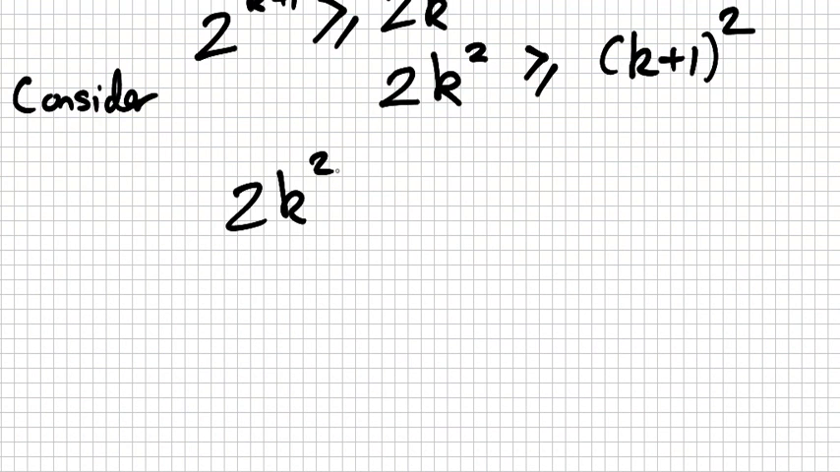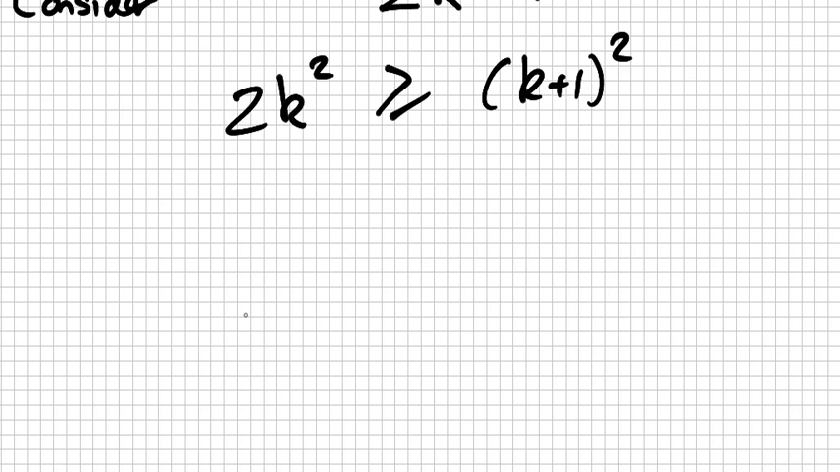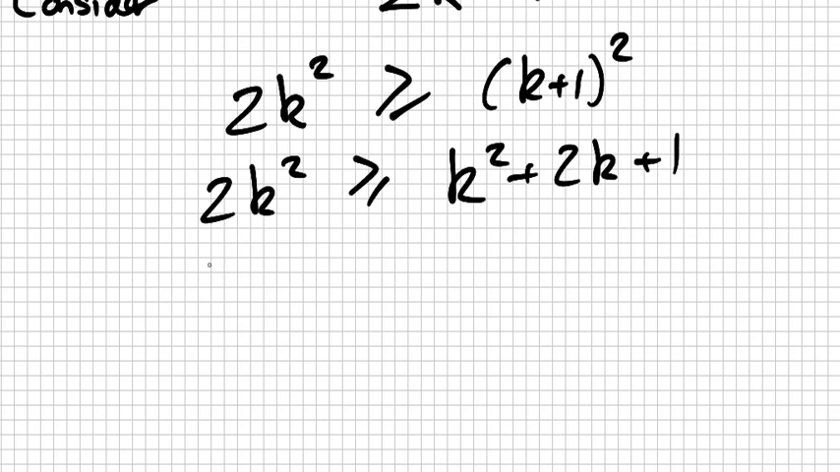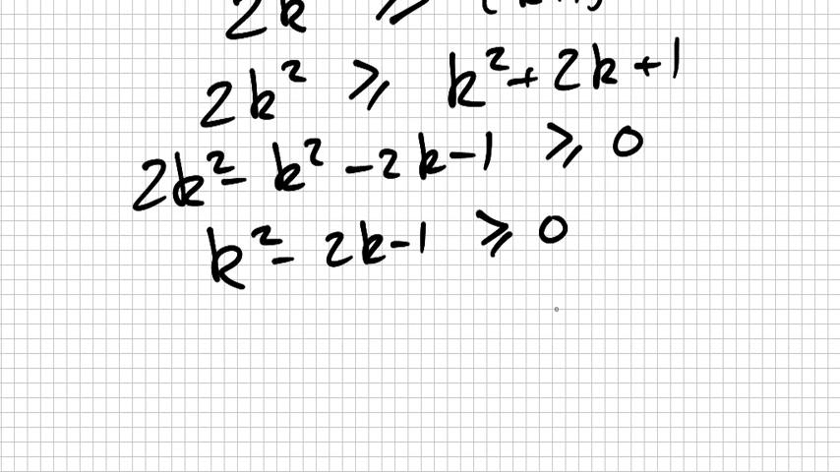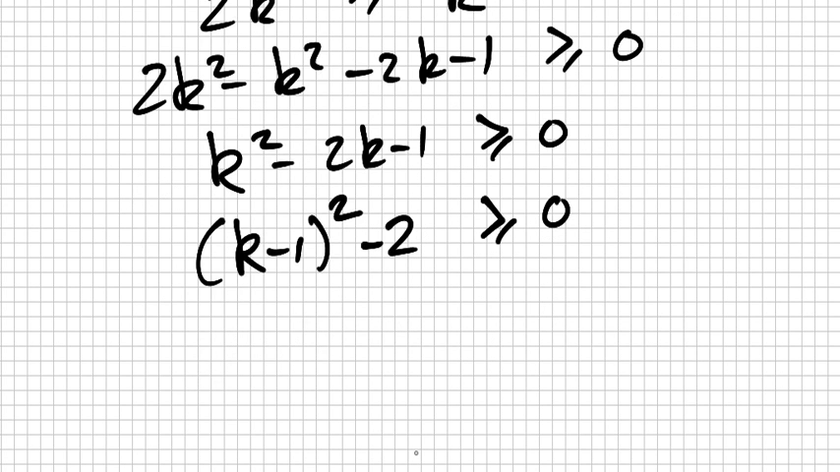2k squared is greater than or equal to k plus 1 squared. 2k squared is greater than or equal to k squared plus 2k plus 1. Taking everything to the left, 2k squared minus k squared minus 2k minus 1 is greater than or equal to 0. k squared minus 2k minus 1 greater than or equal to 0. I'll complete the square on the left, so that would be k minus 1 squared minus 2. We want to show that this is bigger than or equal to 0.